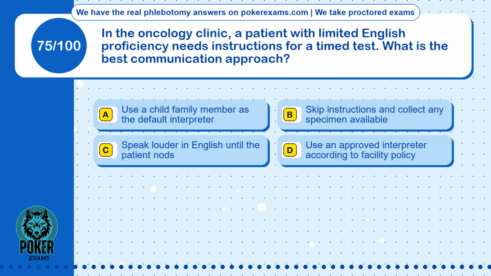Question 75. In the oncology clinic, a patient with limited English proficiency needs instructions for a timed test. What is the best communication approach? Option A, use a child family member as the default interpreter. Option B, skip instructions and collect any specimen available. Option C, speak louder in English until the patient nods. Option D, use an approved interpreter according to facility policy.